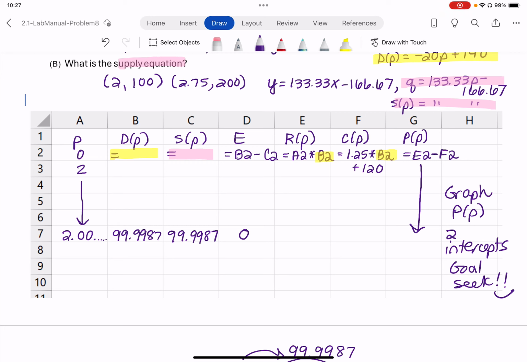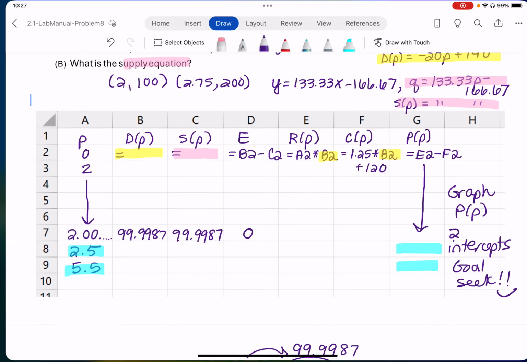Once you graph your function, you're going to see that you have an intercept somewhere around 2.5, so you could use that as your guess, and another one somewhere around 5.5. So I would use those as my guesses. Remember that Excel needs help, right? So we use these guesses to help Excel, okay? And then you want to goal seek.